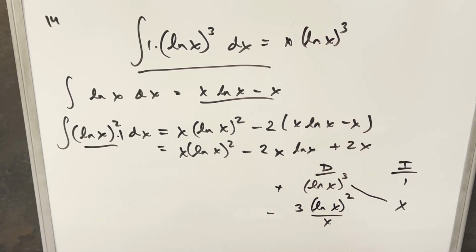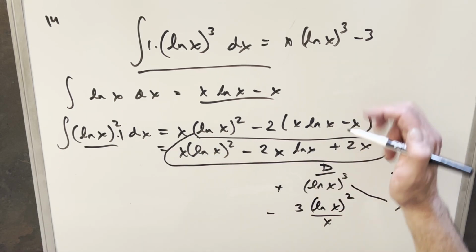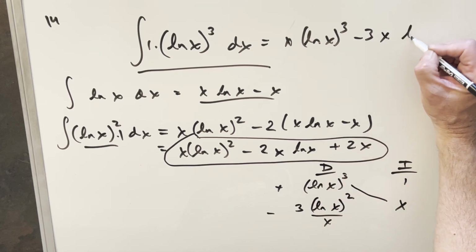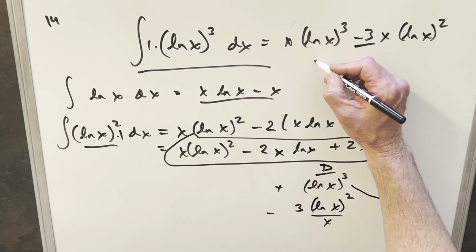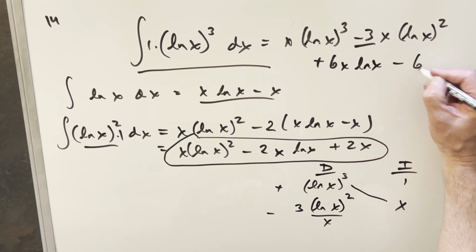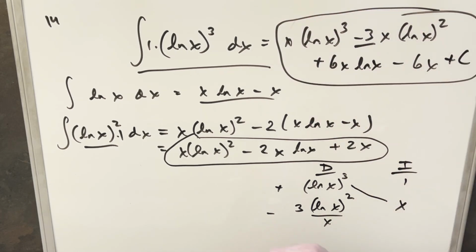Who knows if I have enough space up there. But then for this integral here, we have minus 3. The x's cancel, and then we have just the integral of ln x squared. Well, we have that right here. So I need to distribute in, let's just do it on the fly, distribute minus 3 into this. We get minus 3x ln x all squared. Minus 3 times this gives me plus 6x ln x. Minus 3 times this, minus 6x plus c, and that's it. That's it, right?